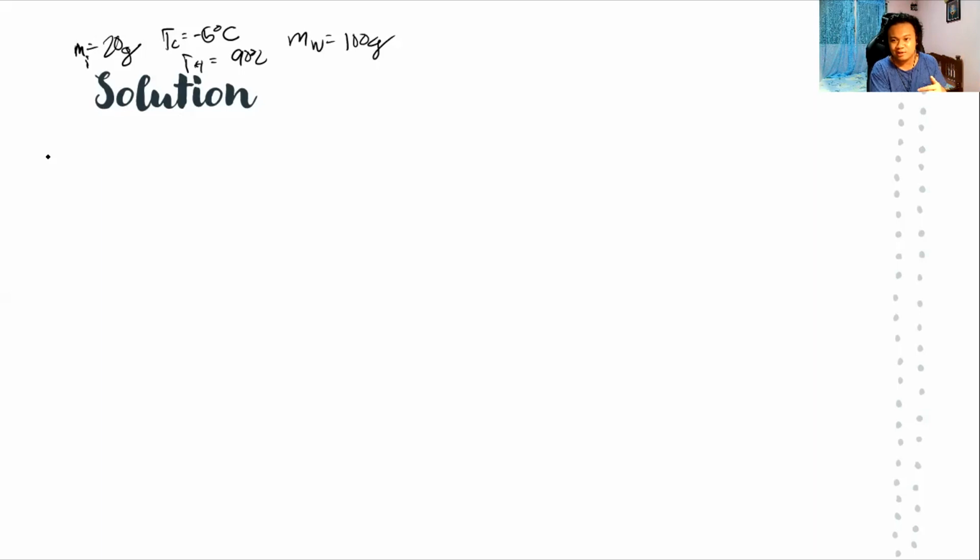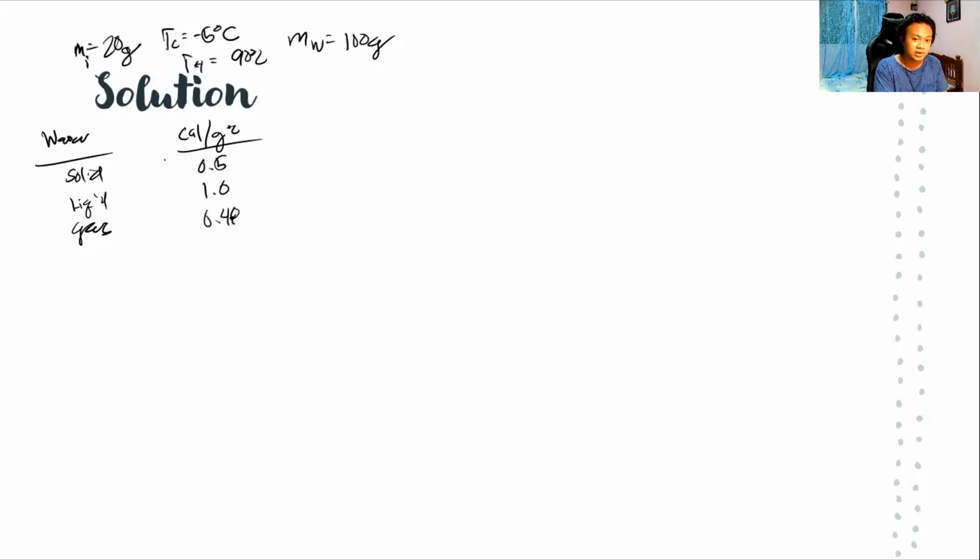So I have to share a few values. You have to memorize these values so that you will not have a hard time finding this in your Paris. Okay, so for water, memorize these values. If it is a solid, liquid, and then gas, the units are in calories per gram per degree Celsius. So this is 0.5, 1, and then 0.48.